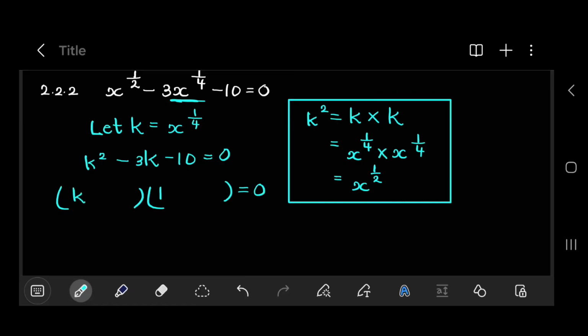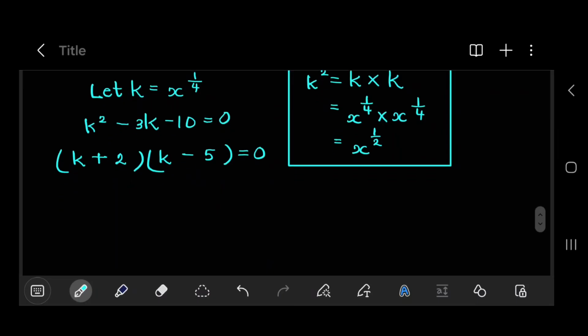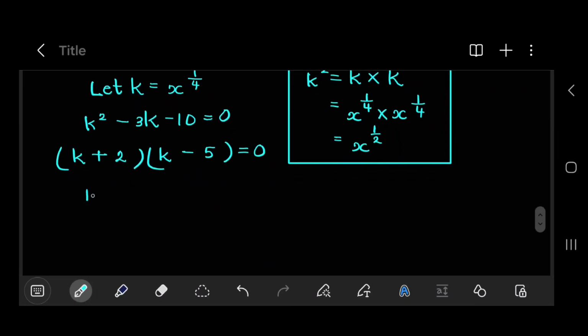But since this is quite simple, I'm going to factorize. Factors of 10 I'm going to take as 2 and 5. When I multiply them, I need to get negative 10. But when I add them, I need to get negative 3. So I should take a positive 2 and a negative 5. Now, equating each bracket equal to 0 and solving for k, you will have k is equal to negative 2, or k is equal to positive 5.